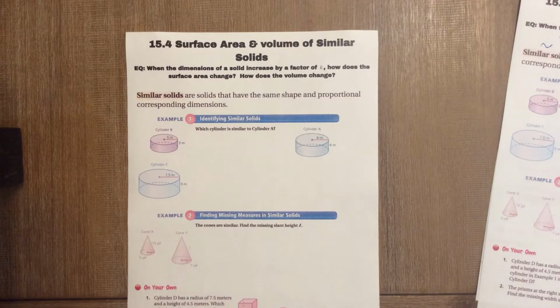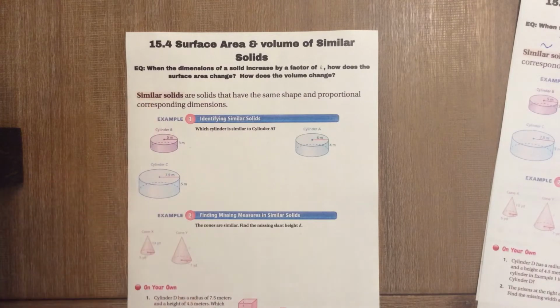All right, we're going to talk about section 4 from chapter 15, the last one, surface area and volume of similar solids. All right, essential question: when the dimensions of a solid increases by a factor of k, that means it's constant, guys, how does the surface area change? How does the volume change?